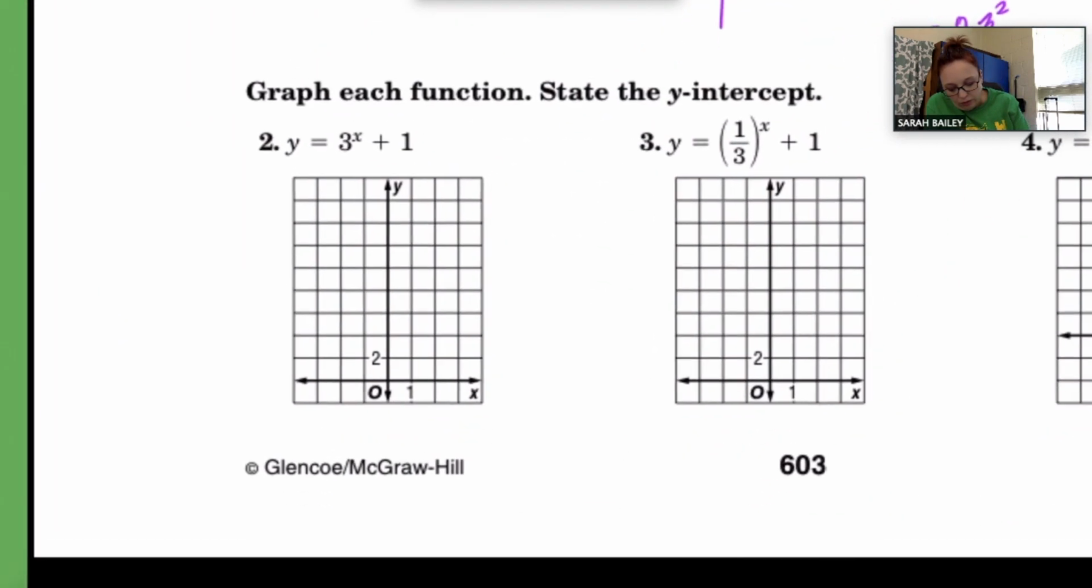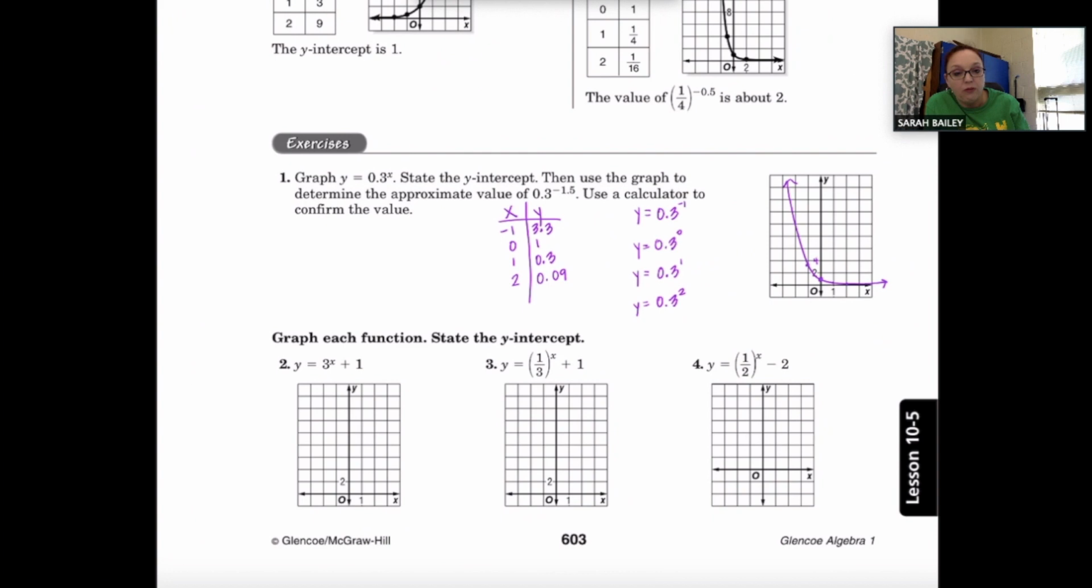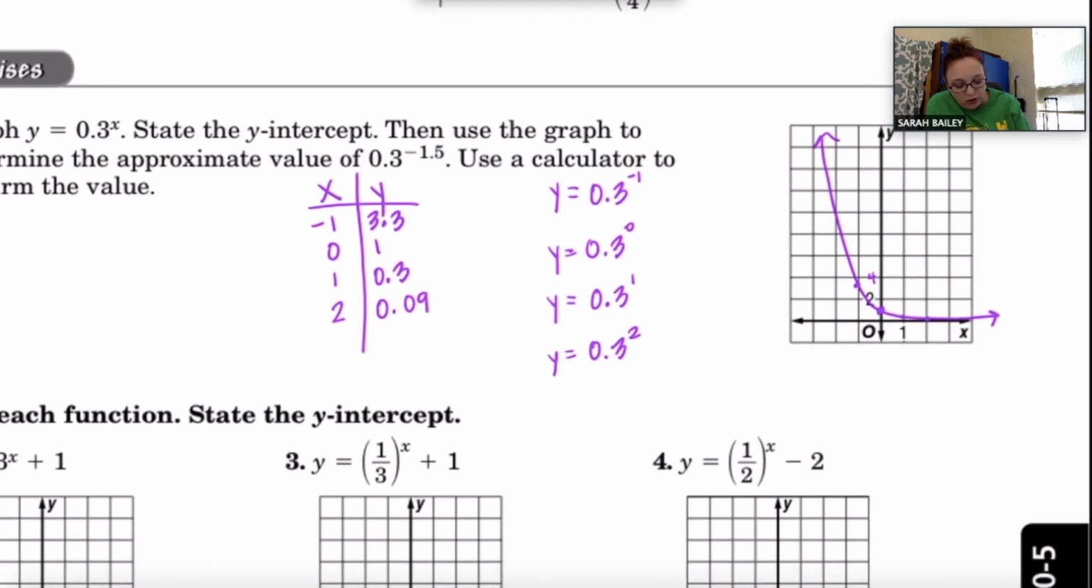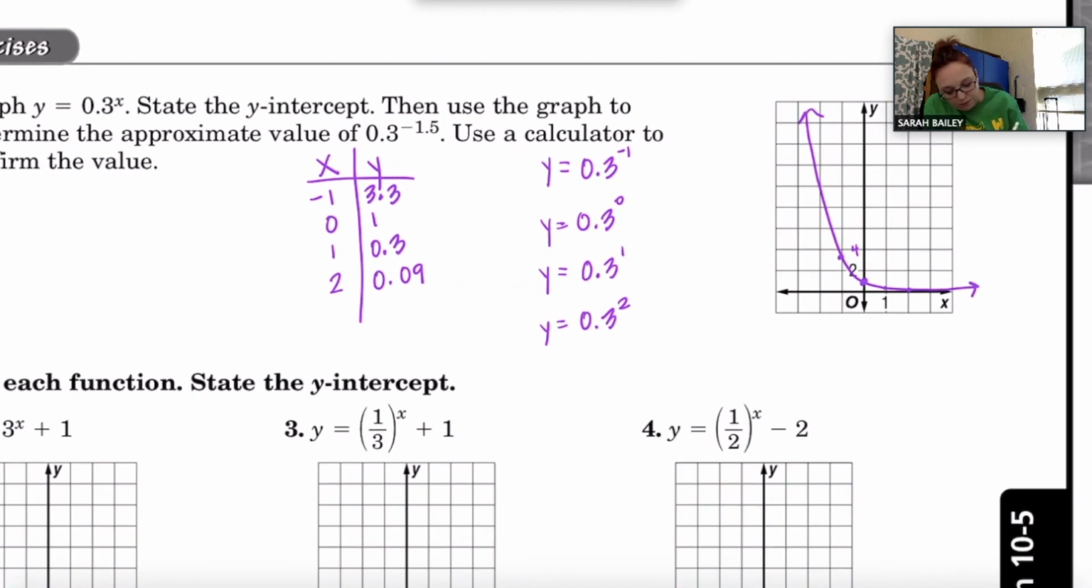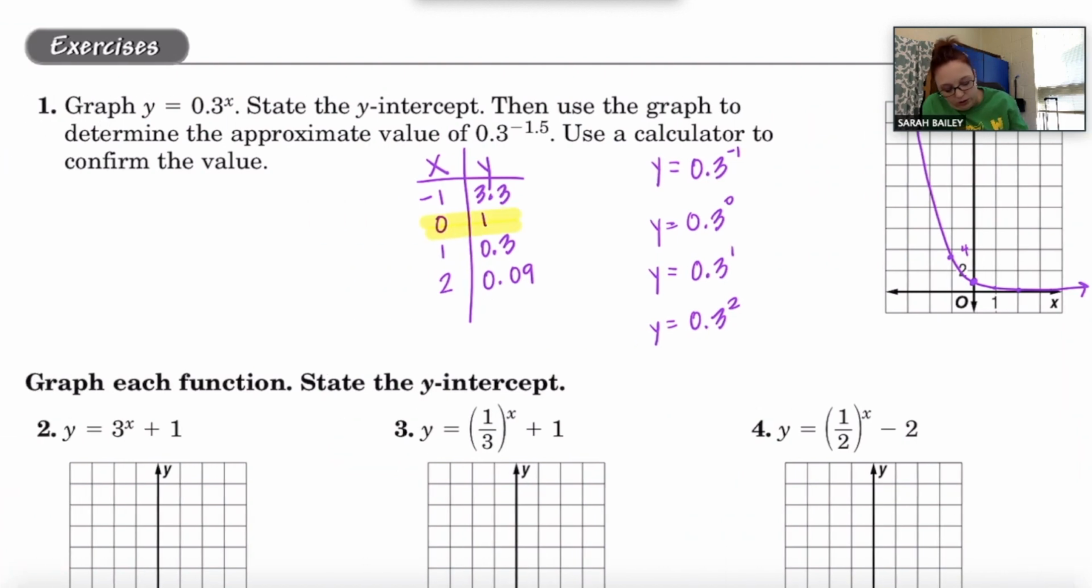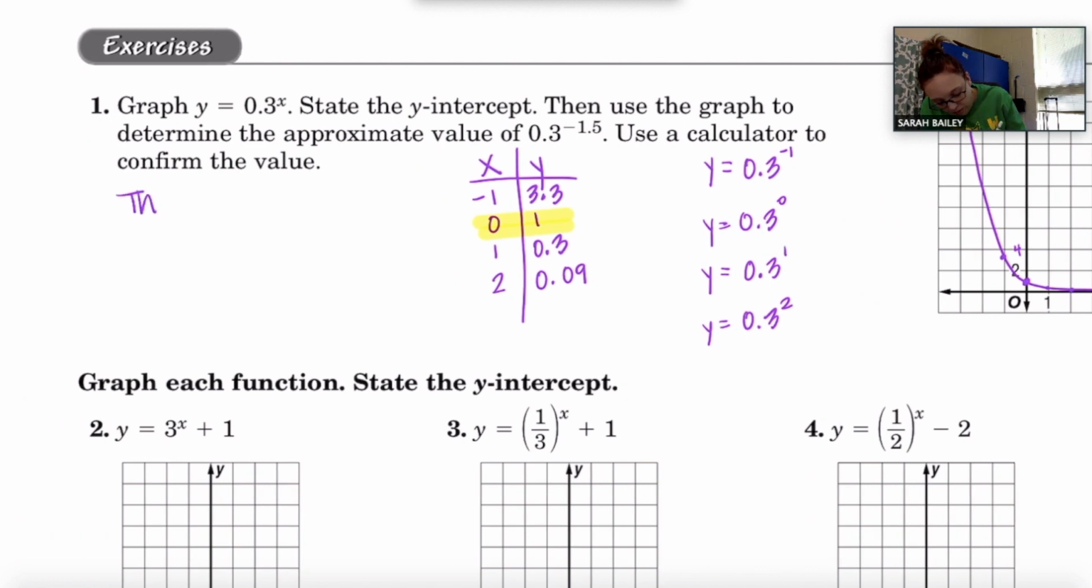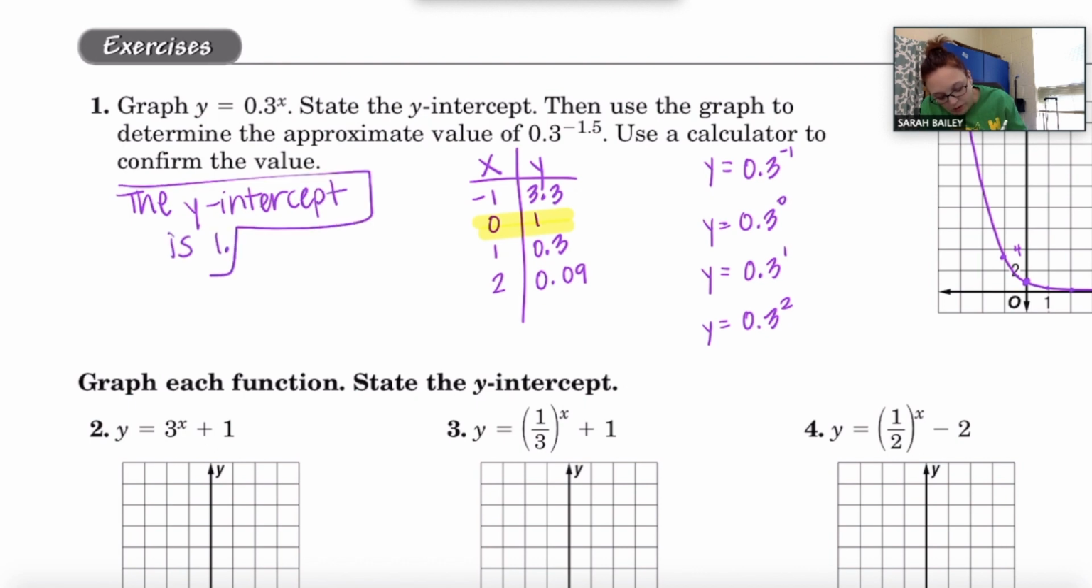Let's try another one. Let's back up. We forgot to state the y-intercept. So the y-intercept here, we can see really easily in the table, is 1. So I'm going to write that. The y-intercept is 1. And we're not going to worry about this next part, okay? All right, now let's try another one.